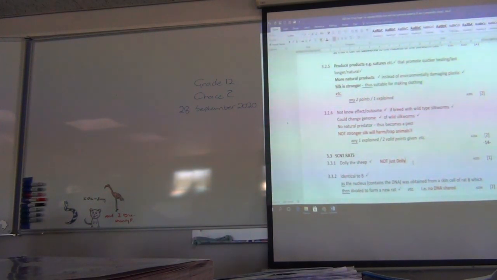Okay, so suggest why researchers might be concerned about the consequences of genetically modified silkworms escaping into the wild. Is this the one you're asking me to do? Yes, please. Not enough is known about the effect or the outcome if they breed with wild type silkworms. Could change the genome of wild silkworms. And there might no longer be a predator for those genetically modified silkworms, and they might therefore become a pest.